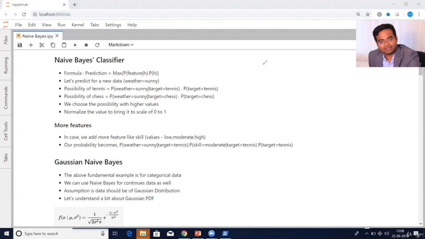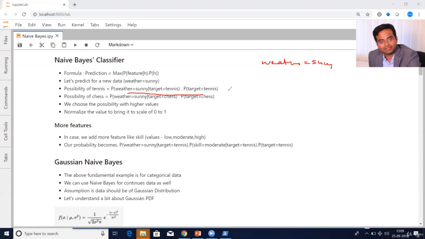So let's get into this case where weather is equal to sunny, right? This is our data set. Let's first calculate for tennis. The possibility of it being sunny and the person playing tennis is this, as per naive Bayes. This is the particular conditional probability and this is the total class probability, right? This is the possibility of tennis. Then this is the possibility of chess. Of course, this will not be in the scale of 0 to 1.